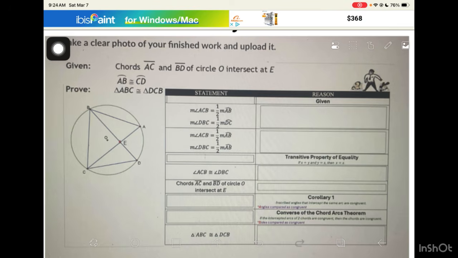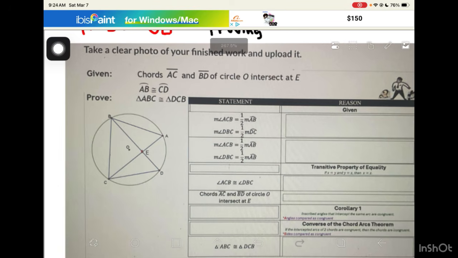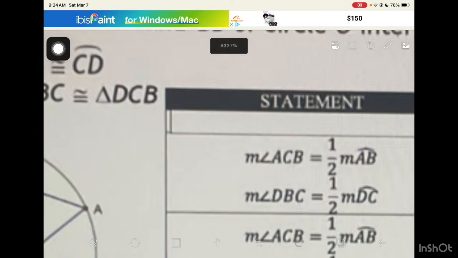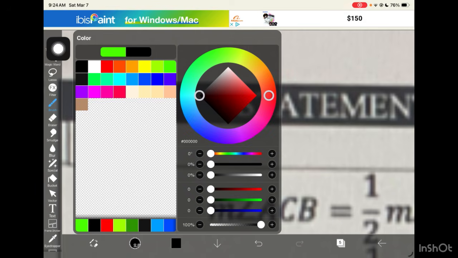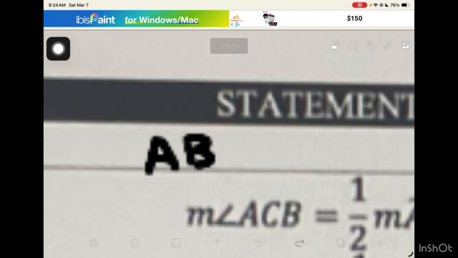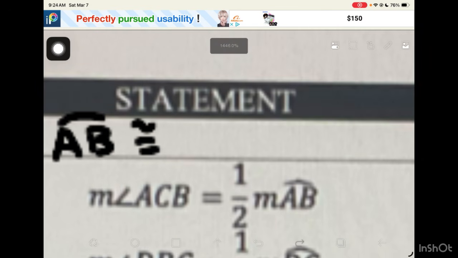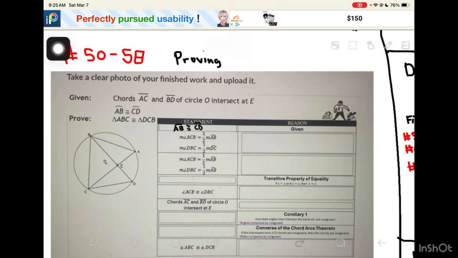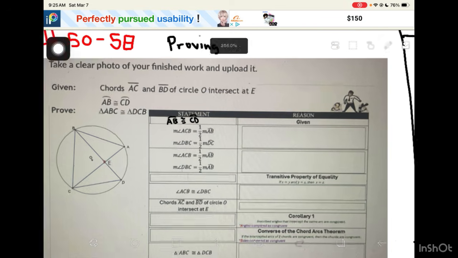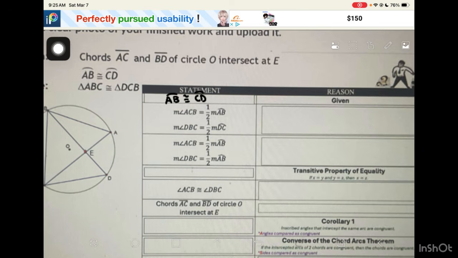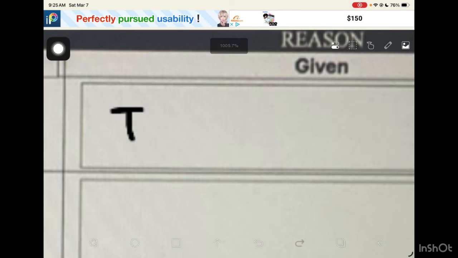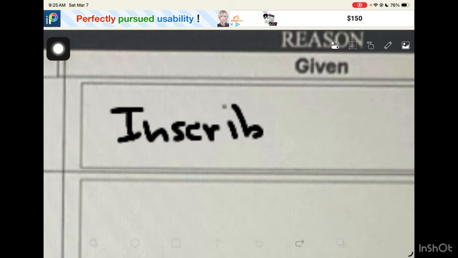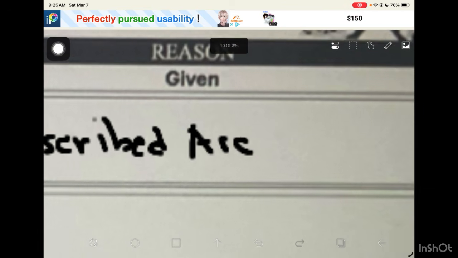From what I can infer over here, the given statement that we can use is the second one here. Arc AB is congruent to arc CD. That's given over here. Okay, since we're using 1/2 over here, I inferred that this would be the inscribed arc theorem. Inscribed arc theorem.